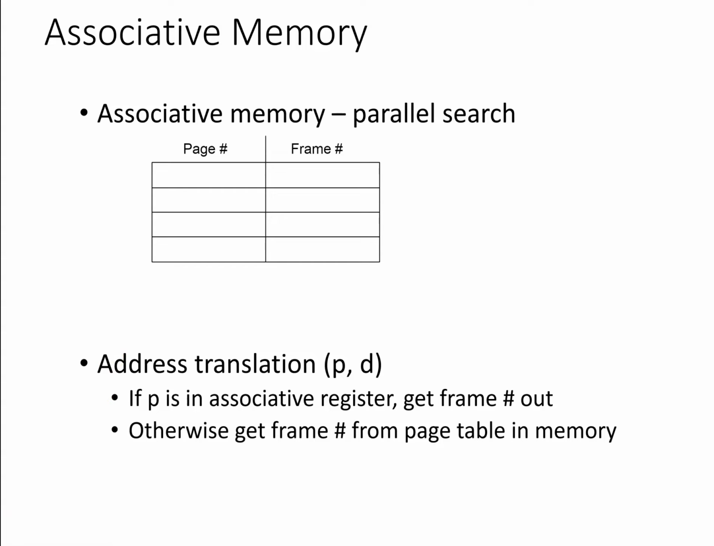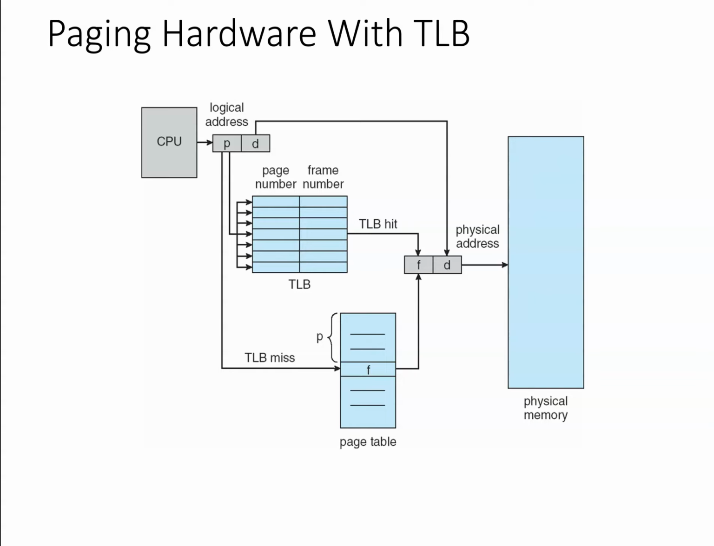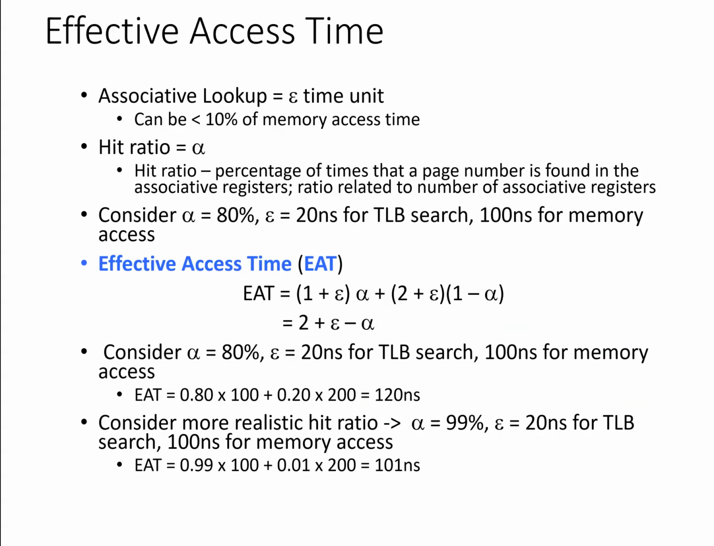So, associative memory is literally searched in parallel, but it's very expensive. Address translation can be simplified a little bit because if it's in the associative register, get the frame number out. Otherwise, we're going to have to use the frame table. So it looks a little bit more like this. We've got our logical address. We've got our TLBs with a page number, frame number. If we hit it, that's good, and we can go right down to memory. If not, we are going to have to go to our page table.